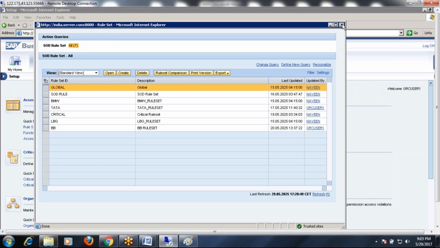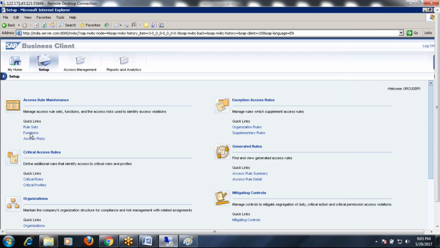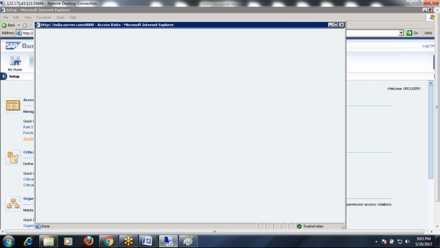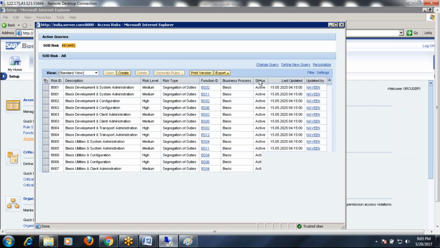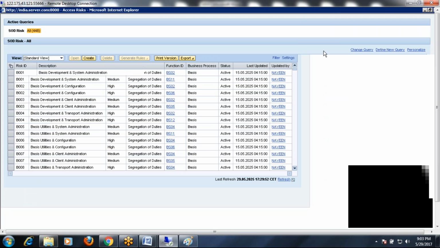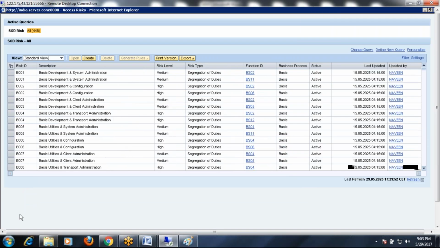Now let us go to the functions, or I'll directly go to the risk IDs. In global, what are the available risk IDs? Clicking on access risks. So this is a list of risks you are able to find here.